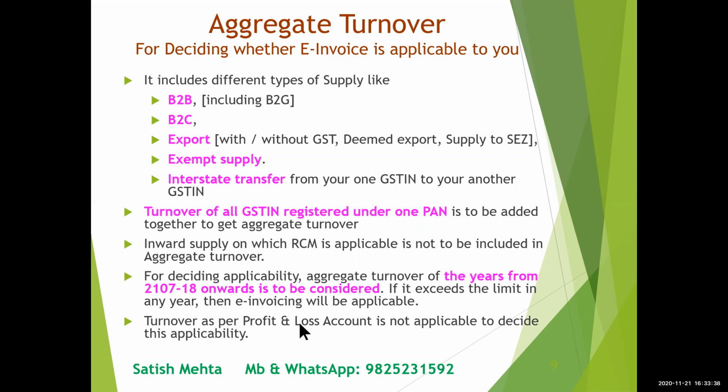And this does not depend on the turnover shown in your profit and loss account. Their turnover may be less, but because of this interstate transfer, your GST aggregate turnover may be more than the turnover in the profit and loss account. So particularly those organizations whose interstate transfer is more, they've got a factory in one state and are transferring material to another state to their warehouses, etc. They have to be very careful in calculating aggregate turnover because their profit and loss account may show less than 100 crore turnover, but as per GST, aggregate turnover may cross 100 crore. This is the most important part where some people are getting confused.